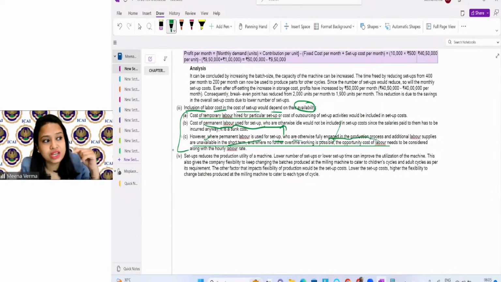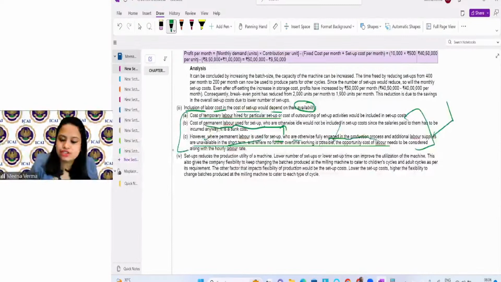You can imagine, when you tell the labor to come here and first set up the machine, then go and do the production, during that process the production will be hampered. The production process will stop. That actually reduces production, so it will result in an opportunity loss. So here we will consider the opportunity cost. In this way, the efforts of the labor which you have used here will be considered.